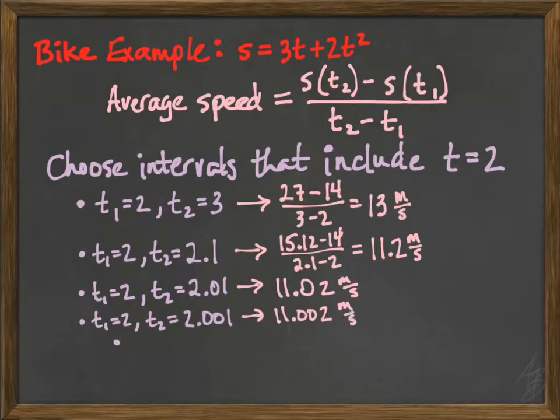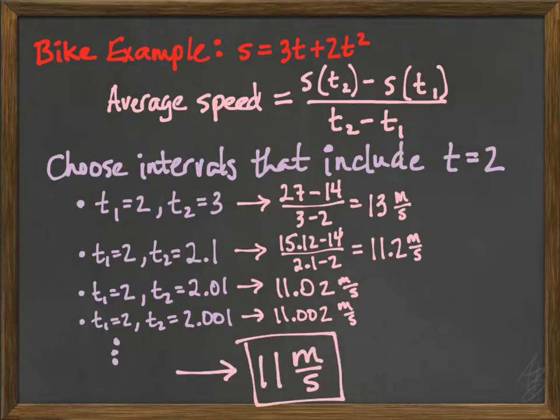So 100th of a second, 1,000th of a second. And we see these values, 13, 11.2, 11.02, 11.002, are approaching a number. They're getting closer and closer to a number without giving any sign that they're going to go past it. So we can see here that our average speeds are approaching 11 meters per second as our time interval gets shorter and shorter and shorter.